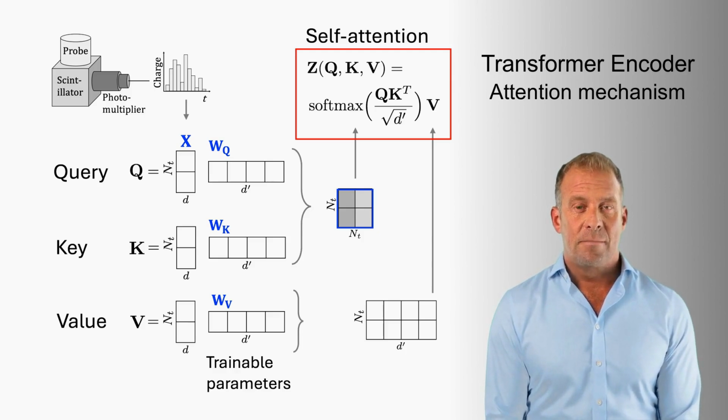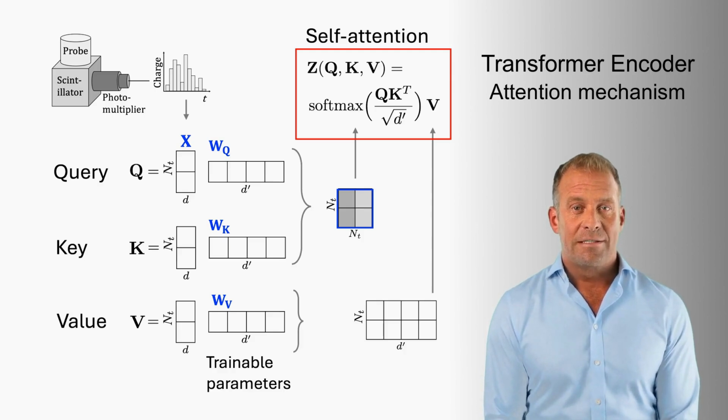The figure shows a measurement of radioactive decays resulting in a charge measurement Q as a function of time t. Our scientific task is to count beta decays while rejecting alpha and gamma signals. The figure also introduces the central computation of a transformer.